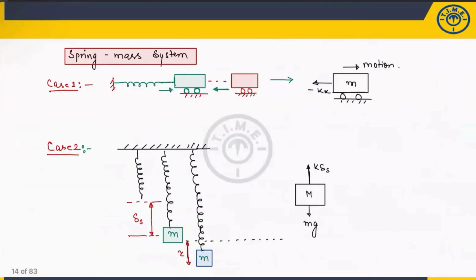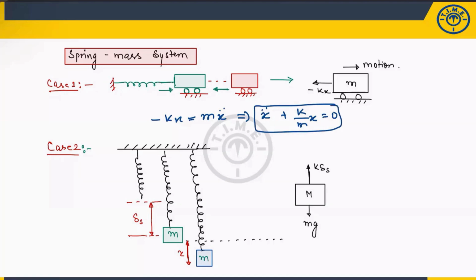So let us suppose the spring mass system I have taken, and I am summarizing. Let us suppose this is the block, and it is moving in this direction. What are the forces which are acting? One is the spring force, which is kx in the opposite direction. So you know that minus kx is equal to m x double dot, which can be written as x double dot plus k by m x is equal to 0. This is the first equation.